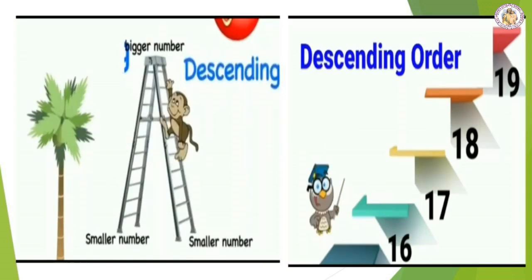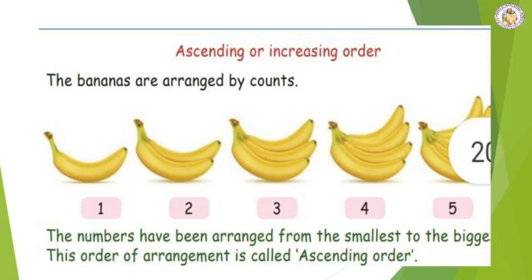The next one is descending order. Descending order means bigger number to smaller number. You can see that it comes down 19, 18, 17, 16. That is getting down. That is a descending order. Bigger to smaller number. The ascending order is also called increasing order.